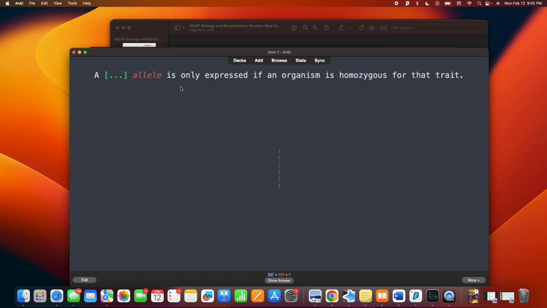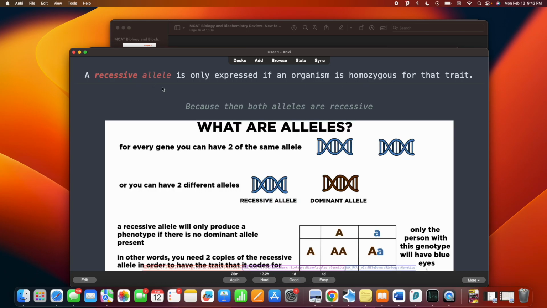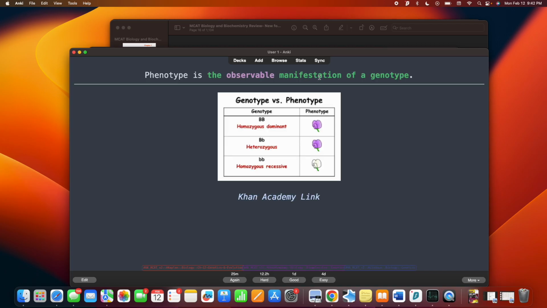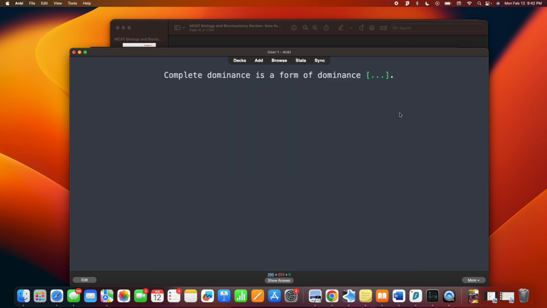A recessive allele, right? Phenotype is what? It's the demonstration and representation of the genotype, the observable manifestation of a genotype.